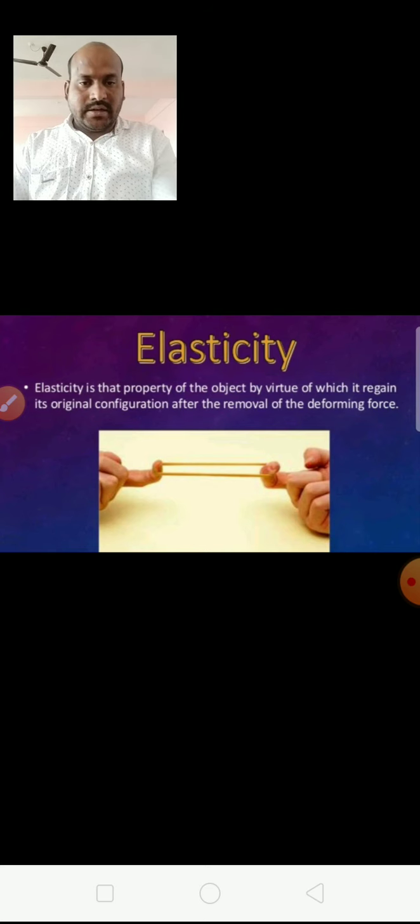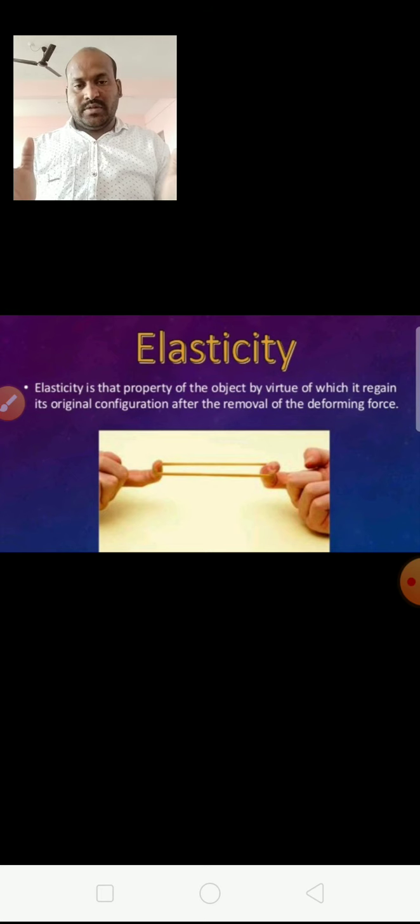Look at the statement. Elasticity is that property of the object by virtue of which it regains its original configuration after removal of the deforming force. I told you before what the deforming force is. Configuration means shape and size. So for any elastic object, when you apply a force, the shape and size change. When you remove the force, it again comes back to its initial or original size or shape, that is, its configuration.